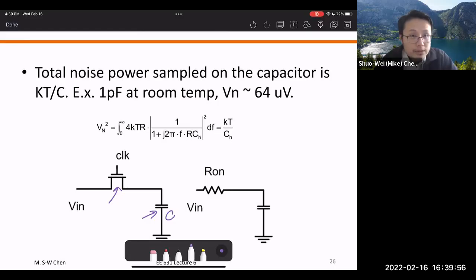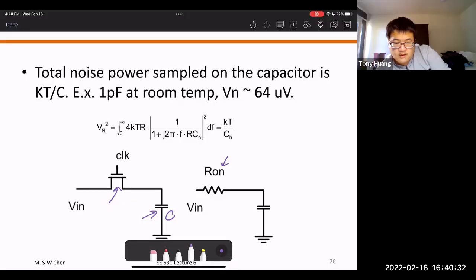In the tracking mode, we now know that this sampling switch is in triode mode, so the triode mode resistance is R on. In the tracking mode, this is basically a low pass filter. You have R and C. In this kind of system, you have 1 R, 1 C. So where is my noise source? Basically, these are 536A questions.